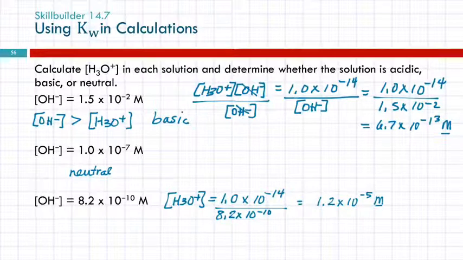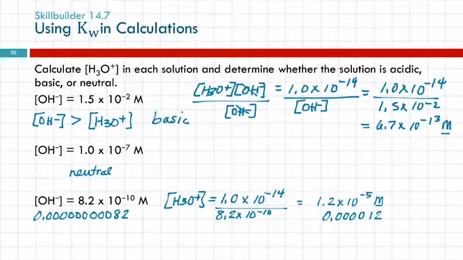So which is larger, hydronium or hydroxide? Hydronium. So 10 to the minus 5 is larger than 10 to the minus 10. It's tricky. Because this one is... and this one is 1, 2, 3, 4, 5, 6, 7, 8. There, it's easier to see, right? This one's bigger, more acid. This solution is acidic. Any questions?